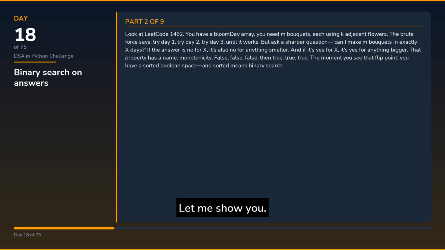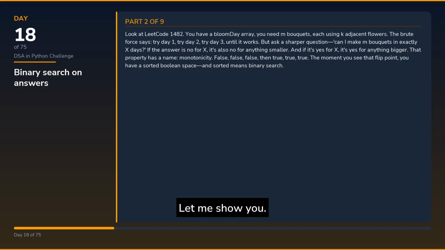Let me show you. Look at LeetCode 1482. You have a bloom day array. You need bouquets, each using k adjacent flowers. The brute force says, try day 1, try day 2, try day 3, until it works. But ask a sharper question. Can I make bouquets in exactly x days?